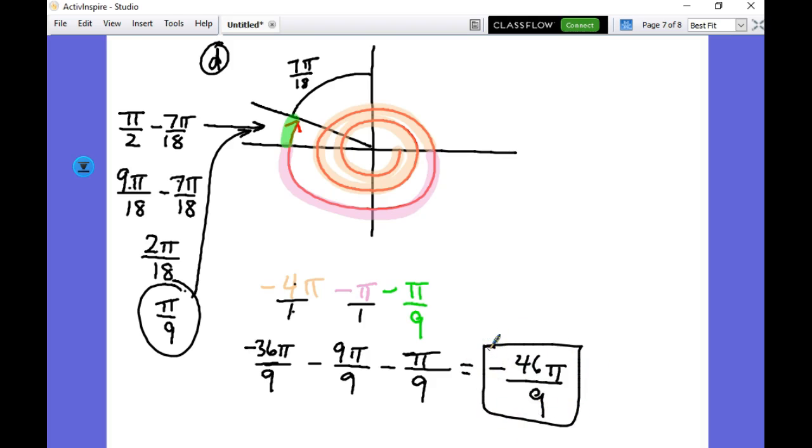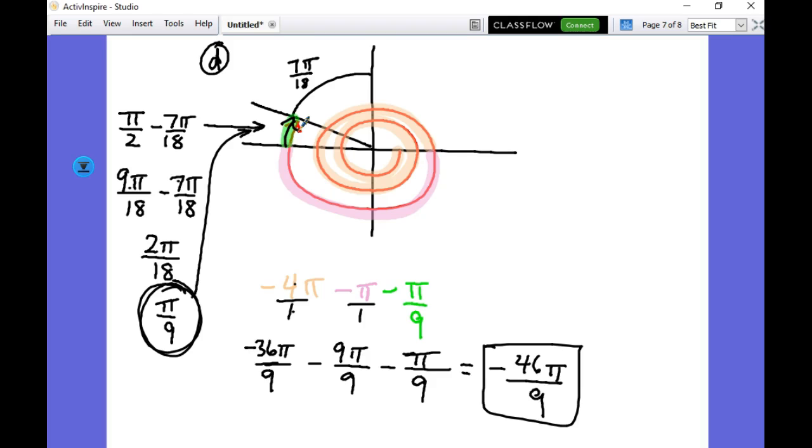Why is it negative? Why is pi over 9 negative? Oh, so this is just an absolute value. Here I'm just saying what that measurement is. But when you actually are trying to find the measure of this swirly angle here, you have to take into account the direction. And the whole time we're going clockwise, even from here to here. That's a clockwise direction. So that's a negative pi over 9. Okay. All right, so there's that.